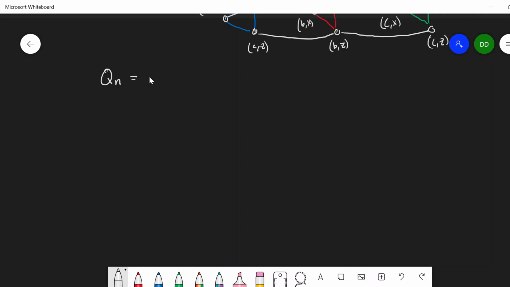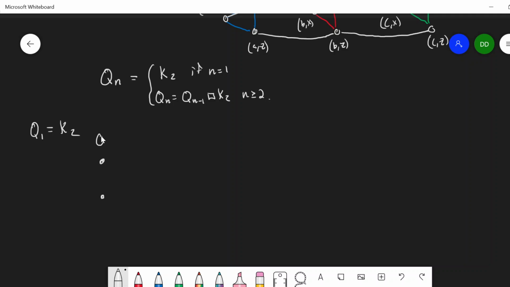This is defined to be: Qn is K2 if n equals 1. So that is, Q1 is the same thing as K2. And then for anything bigger than that, Qn is Q(n minus 1) Cartesian product with K2, for n greater than or equal to 2. So this family of graphs can be defined recursively in terms of Cartesian products of graphs. So let's just take a look at a few of these and see how this family looks.